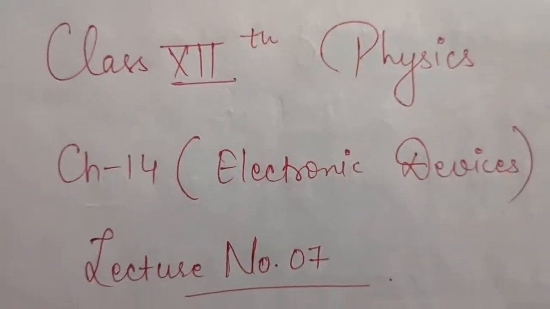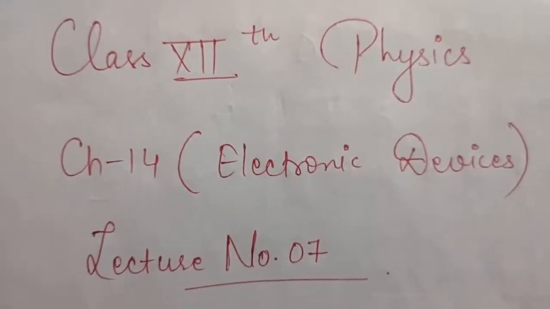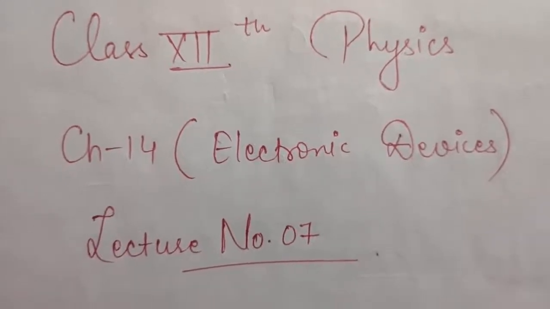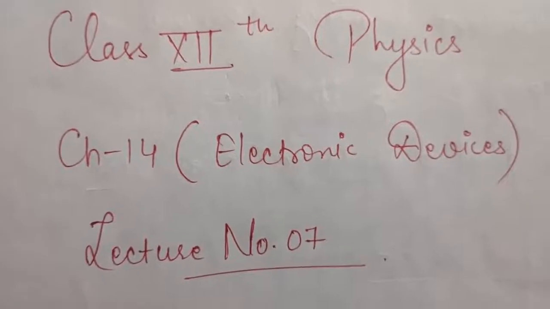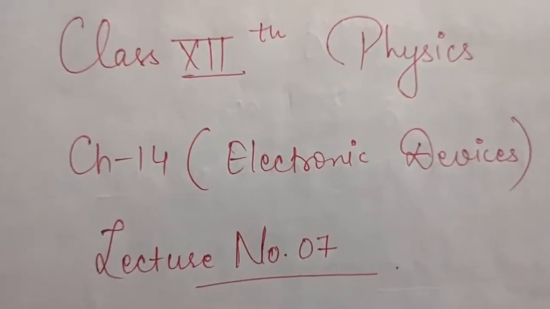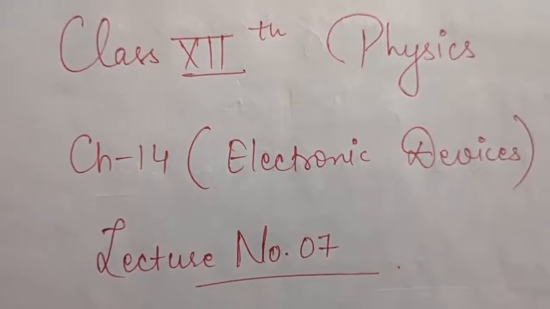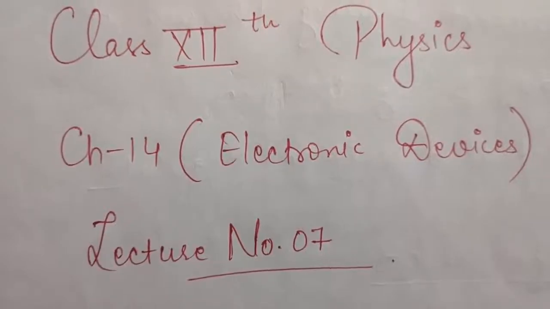So this is your subject physics, chapter number 14, that is electronic devices, and lecture number 7. Up to yesterday you have studied about PN junction as a rectifier. We have studied two types of rectifier, that is half wave rectifier and full wave rectifier. Today we will be studying special type PN junction diodes.